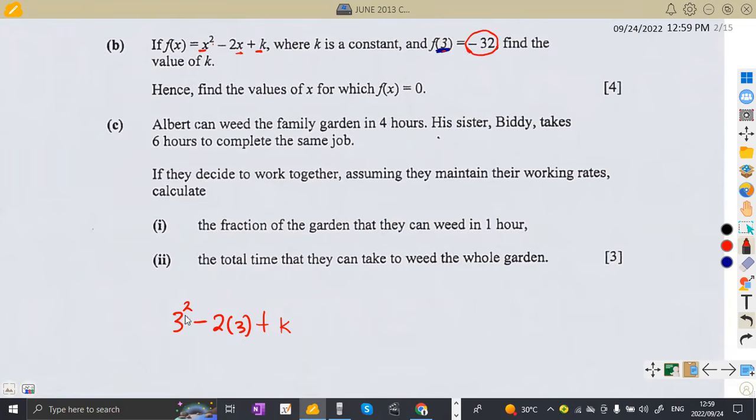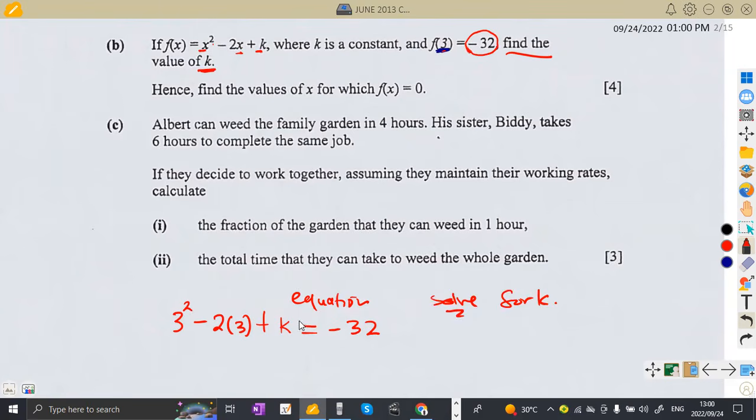So you have substituted 3 in place of x, and your answer is going to be negative 32. So what have you formulated? Definitely, this is an equation, because we are given this is equal to this. So from the equation, now you can find this value of k, because the first question is for you to find the value of k. To find the value of k means you have to solve for k.